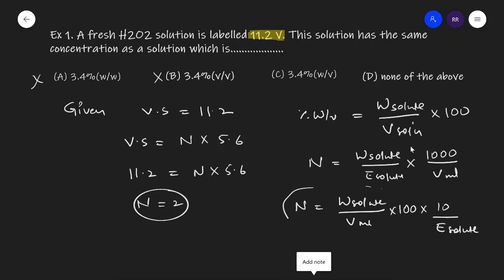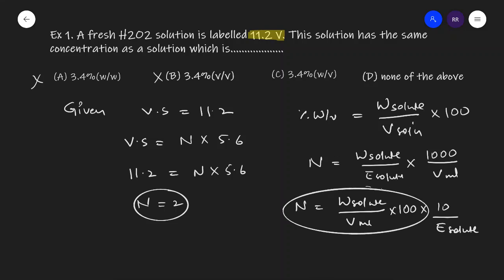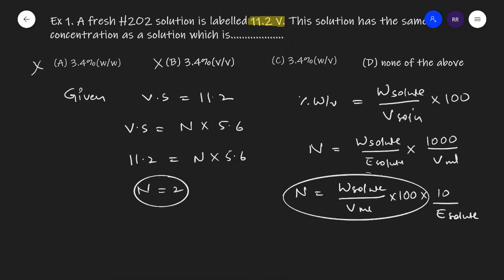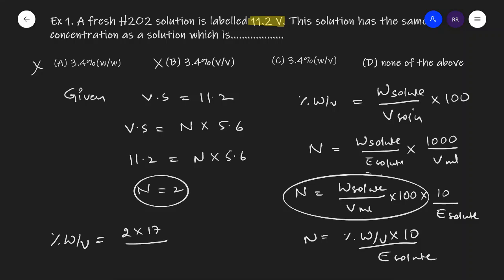So this entire part I can write as percentage W by V, weight by volume into 100. So normality is equal to percentage W by V into 10 by equivalent weight of solute, that is H2O2. Now from this, what's the normality here? 2. So percentage W by V is equal to normality 2 into equivalent weight of solute 17 by 10.